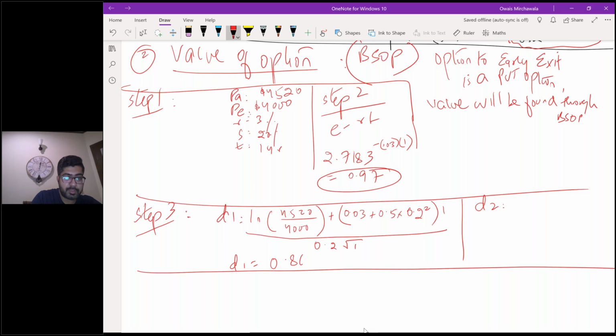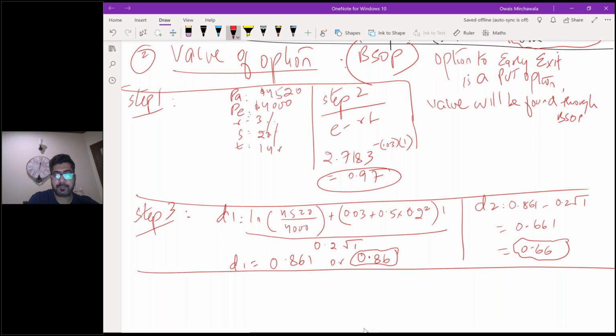It's 0.861, and D2 is D1 minus S root T, 0.2 root 1, so 0.661. Okay, so I've told you to restrict them to 2 decimal places, so 0.86 and 0.66.